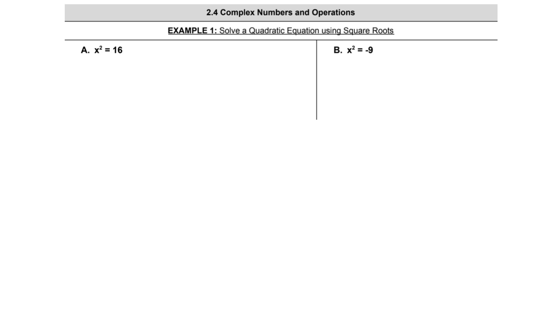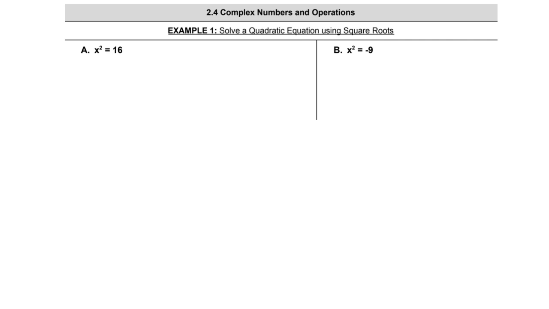Hey guys, these are the notes for 2.4. It's on complex numbers and their operations. We talked briefly about this maybe before, about what happens if we're trying to find solutions that are not real solutions, and that's what this goes into.